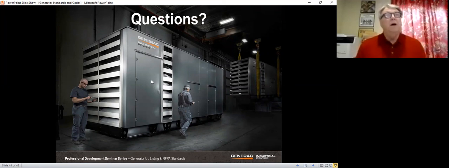Now, if it's an optional generator, then you have a choice. You can buy an emergency generator that has all the bells and whistles for emergency, but not do all the acceptance testing. But I would say if you're going to buy a generator like that, I would want to spend the extra money on acceptance testing.